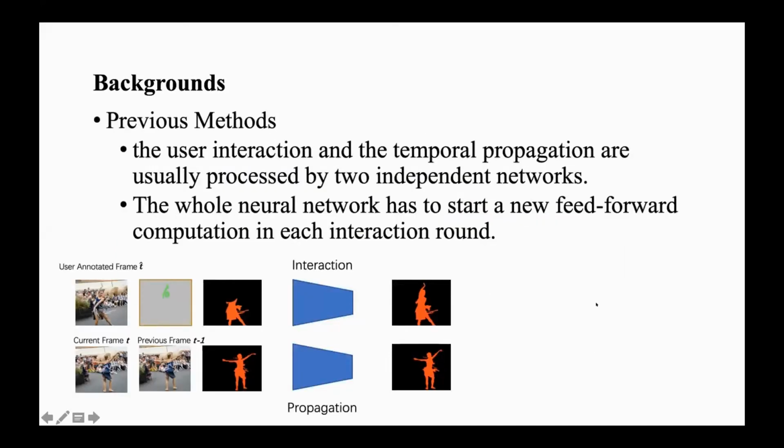And the interactive VOS includes the user interaction and the temporal propagation. Most previous methods usually use two independent neural networks.